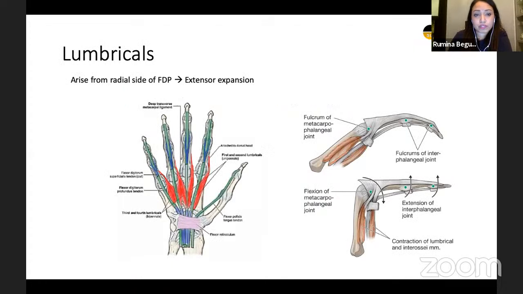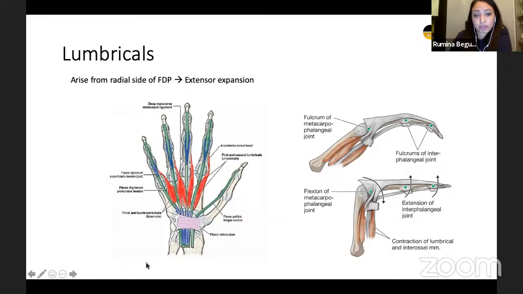The lumbricals are another important intrinsic muscle group; there are 4 lumbricals. They arise from the radial side of the FDP, the flexor digitorum profundus. And you can see structurally that the 4th and the 3rd lumbricals are bipennate, which means the fascicles of the muscle arise from both sides of the tendon. The 1st and the 2nd are unipennate. Essentially, they insert into the extensor mechanism.